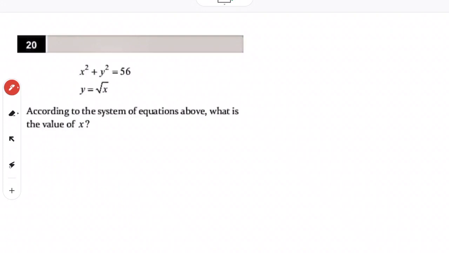What is the value of x? So in this problem, we can just simply plug in y into this equation. So we have x squared plus y squared, and we plug in y, we get root x squared is equal to 56. This will become x because square root and the square cancel each other out. So we get x squared plus x is equal to 56.